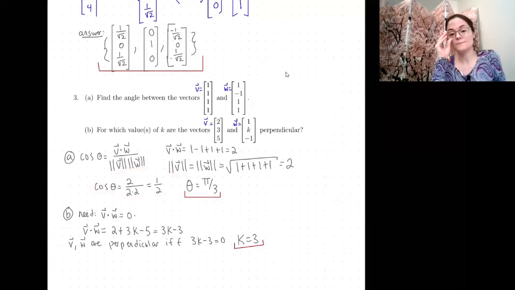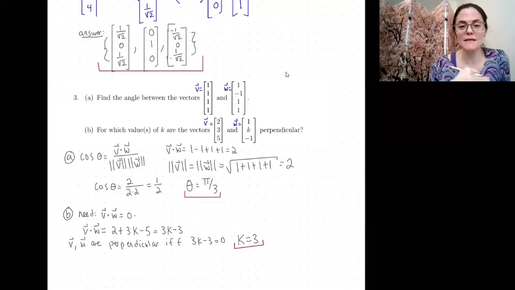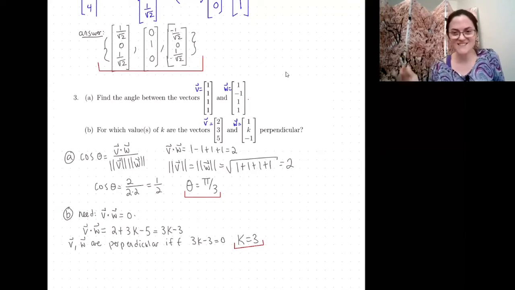Okay, well, this says that theta, well, we always take it to be between 0 and pi, or 0 and 180 if you're a degrees kind of person. It says theta is pi over 3. Okay, this is the angle between these two vectors.